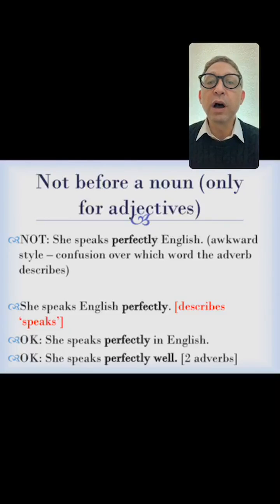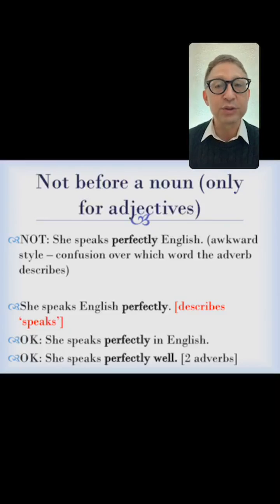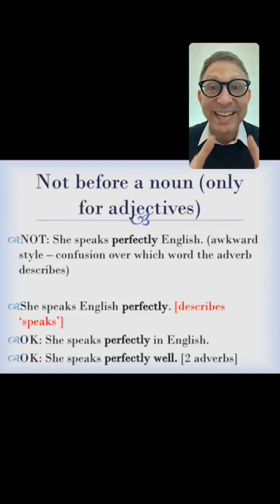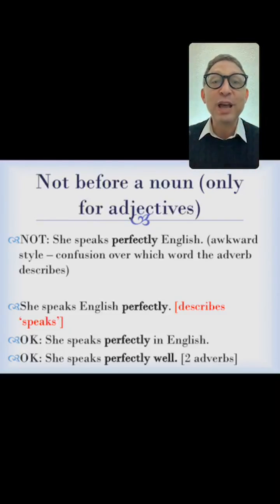Only for adjectives. Not, she speaks perfectly English. Remember the example earlier. This is awkward style. She speaks English perfectly. She speaks perfectly in English. If you want to put it before English, you can use the preposition in to give some degree of separation between the adverb and the noun.